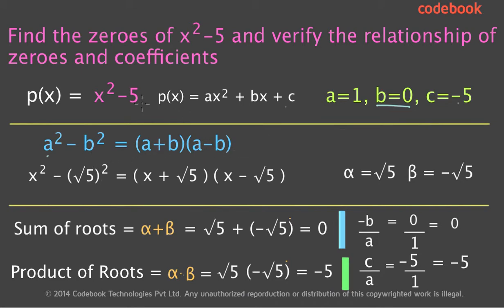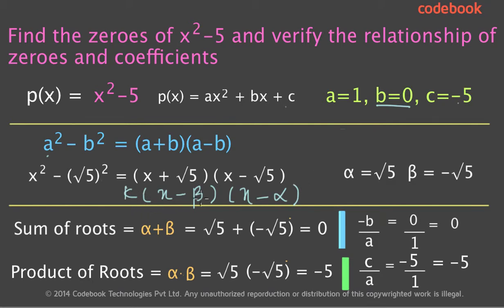So you can express 5 as root 5 whole square, because root 5 whole square is nothing but 5. Now this is in the form of x square minus root 5 whole square, which is nothing but a square minus b square. So you can express this as x plus root 5 times x minus root 5. This is in the form of k times x minus beta times x minus alpha.